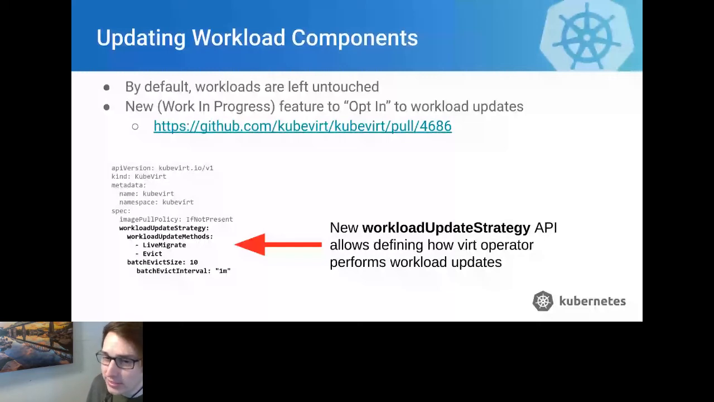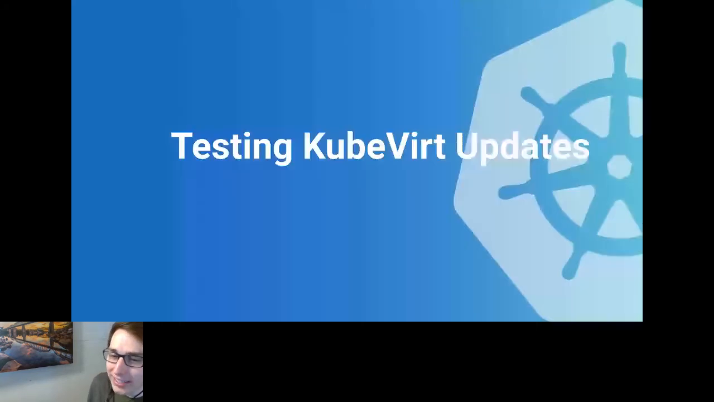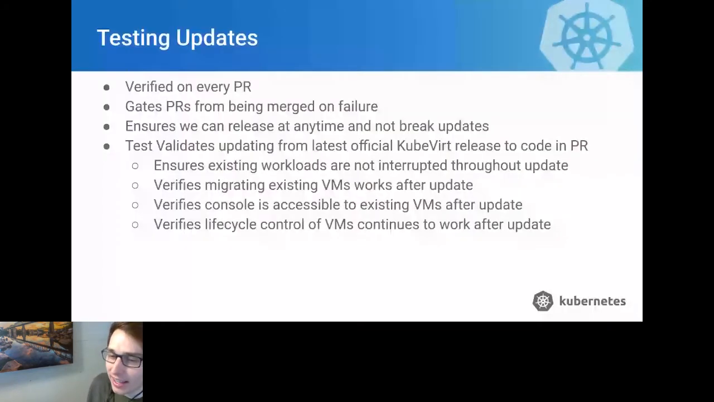All right, so I'm going to close things out. When I said I want to make KubeVirt updates boring, one of the primary ways we can ensure it stays boring is by having a solid test suite that exercises the entire update process. So right now, on every PR, we have functional tests that execute to verify updates work between the latest official KubeVirt release to whatever code is present in that pull request. So this means that if there's anything in a pull request that breaks the update path from a previous KubeVirt release, it's not going to make it into our code base. So this test is actually gating code from being merged.